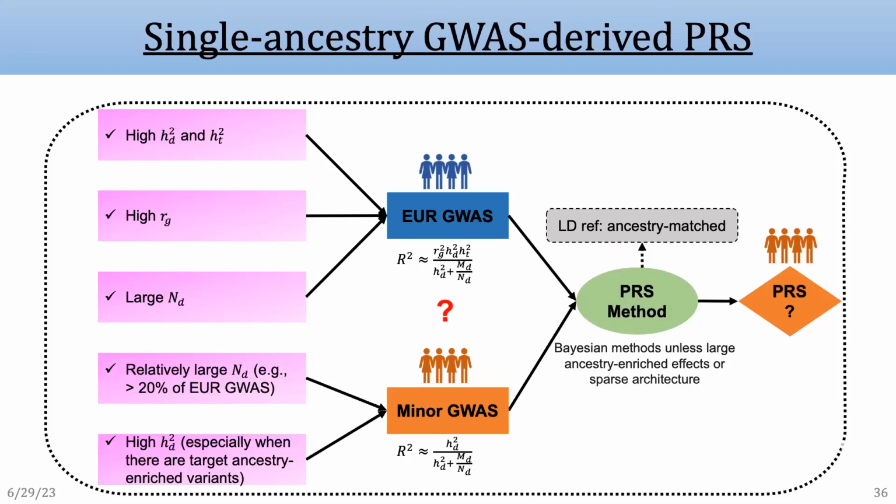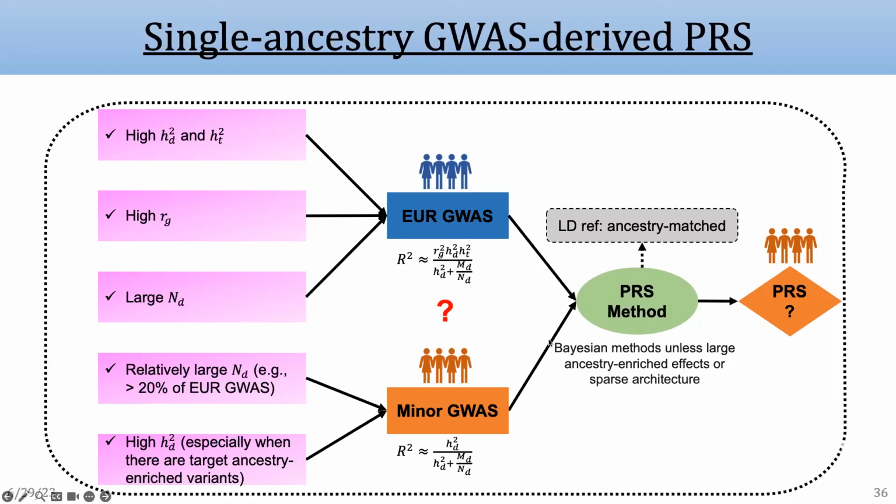But on the other hand, if you have a relatively large sample size of the minority population, and especially if there are some target-ancestry enriched variants, then we expect the minority GWAS can provide even better accuracy compared to a much larger-scale European GWAS. But more often, we recommend you utilize resources from multiple ancestries.